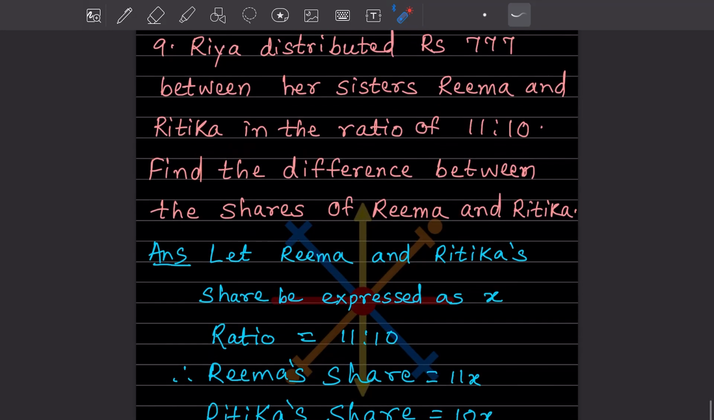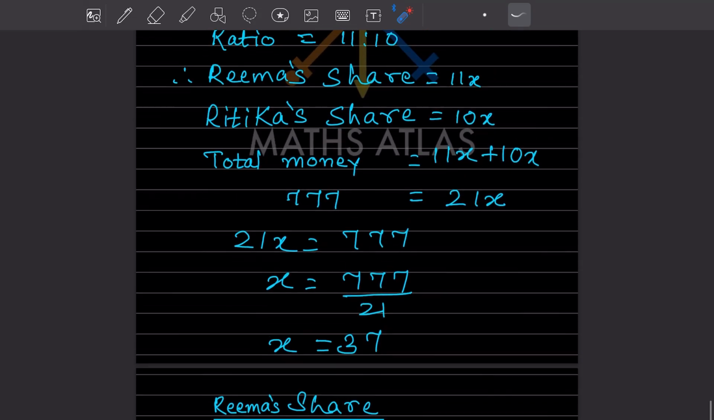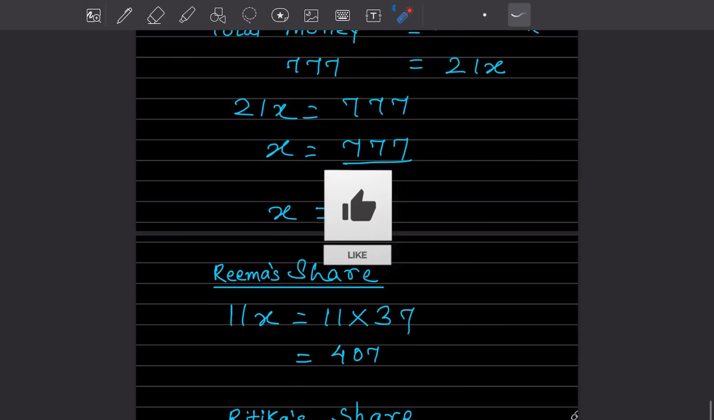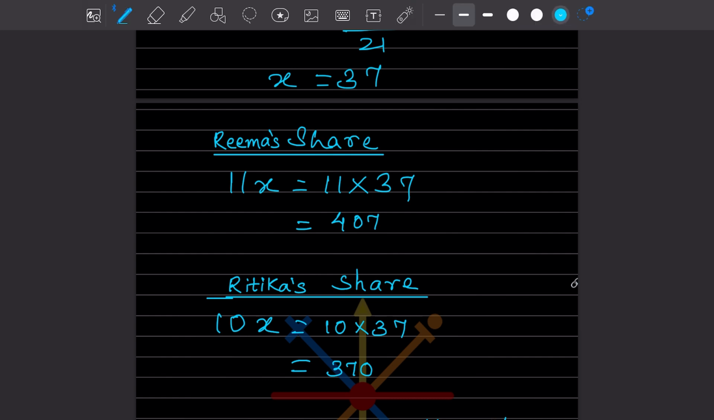Now here what you can see is that they asked again for Ritika also. So Ritika is how much? 10x. So now 10x means you are going to write it over Ritika's share, 10x. 10 into this x is 37. So that is 370. And this, whatever it is, that should be rupees, right? Because the rupee money has been distributed. So you can write here in rupees.